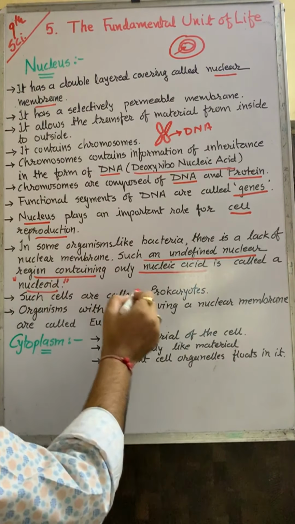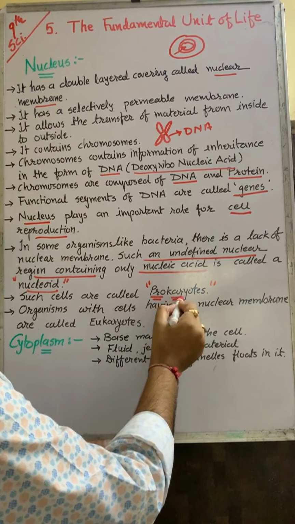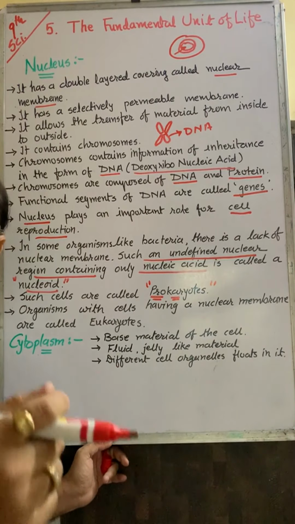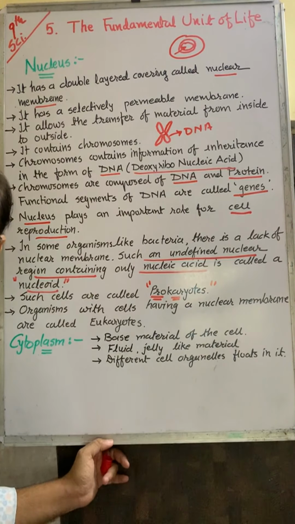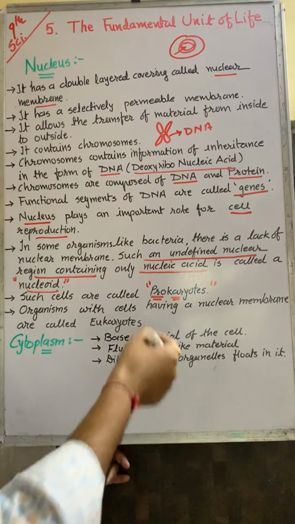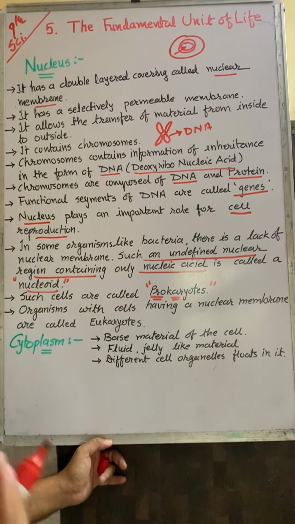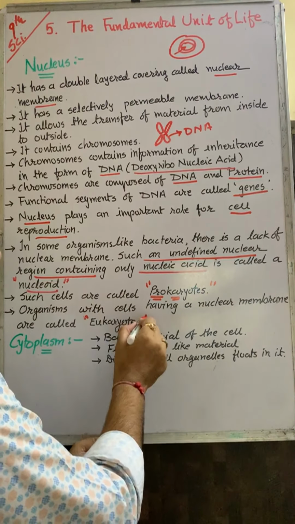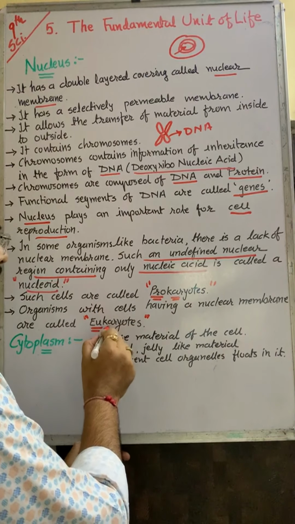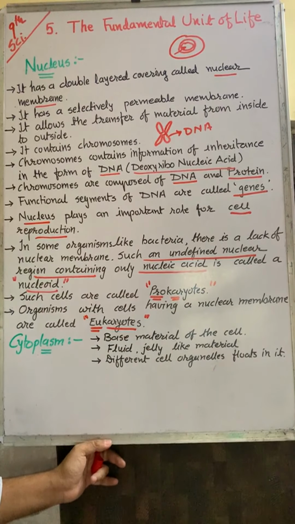So this type of cells are known as prokaryotes. Here pro means primitive and karyot means nucleus. So the cells which contain a primitive nucleus are known as prokaryotes. Organisms with cells having a nuclear membrane are advanced. If they are advanced, then they are known as eukaryotes. Eu means advanced and karyot means nucleus. So they are called eukaryotes.